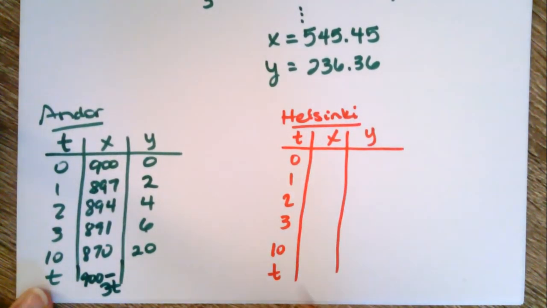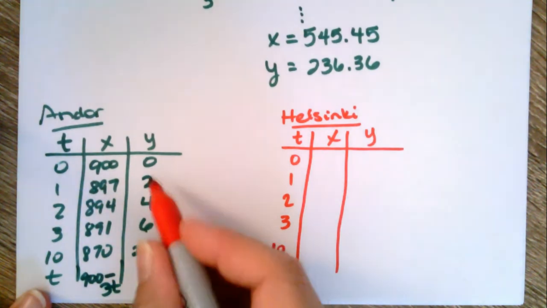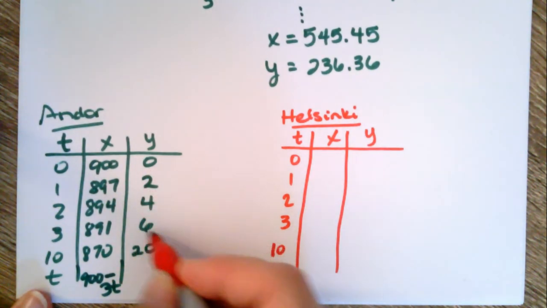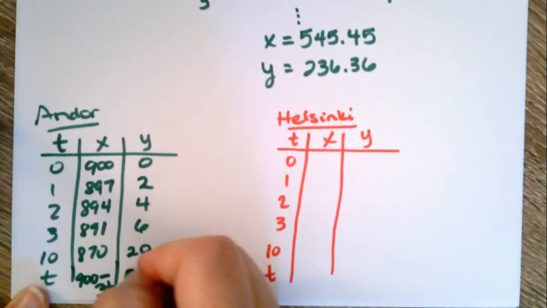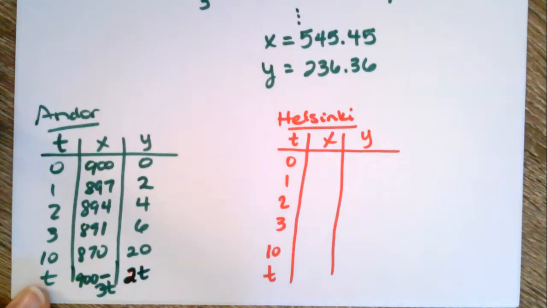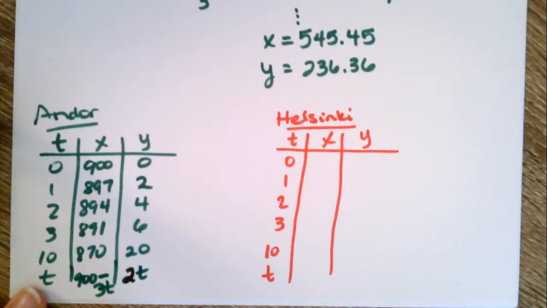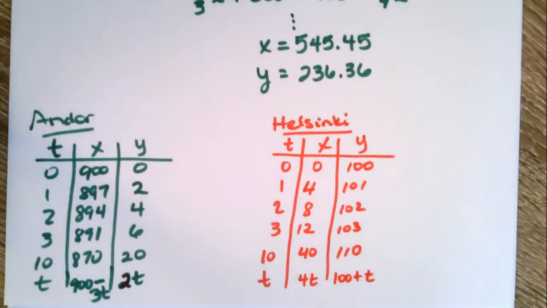For our Y position, we're starting at 0, and every minute we've just moved up 2 units. And so, whoops, didn't mean to switch colors yet. Sorry about that. So the Y movement would be 2t. And we can do the same thing for the Helsinki. And our table would look like this.